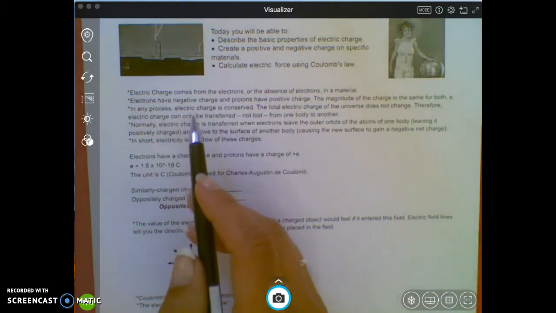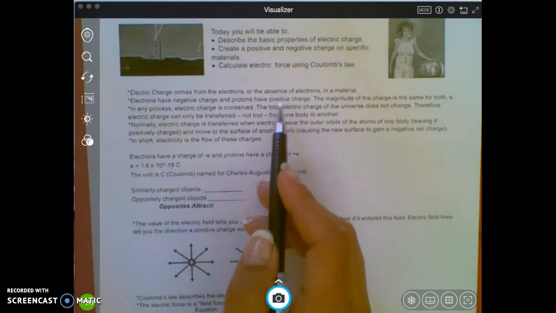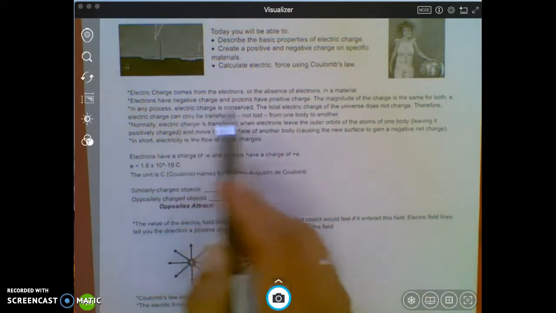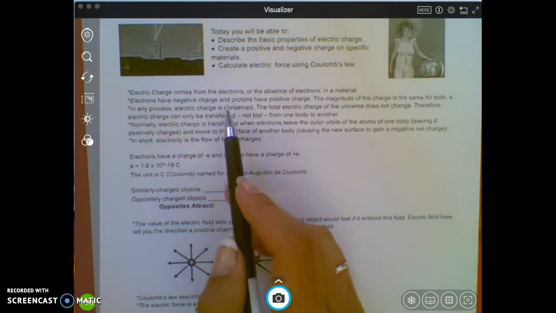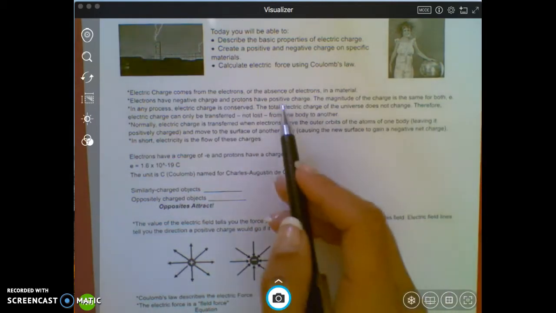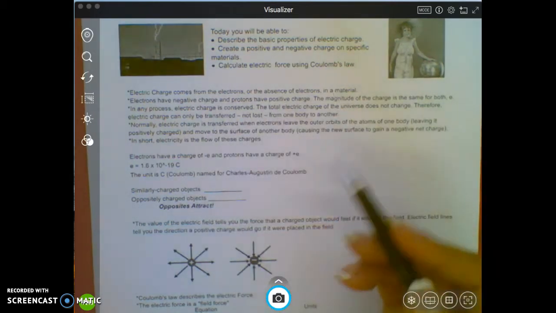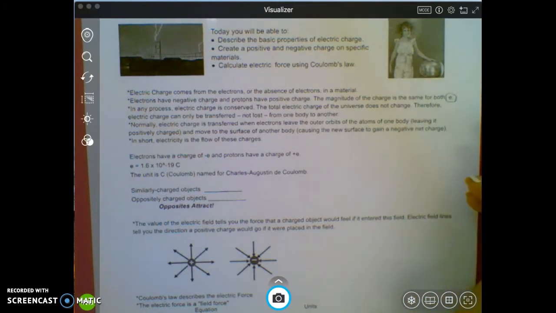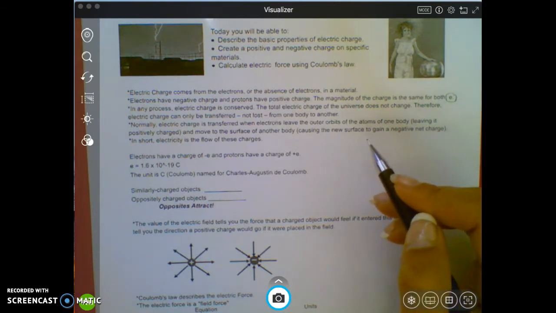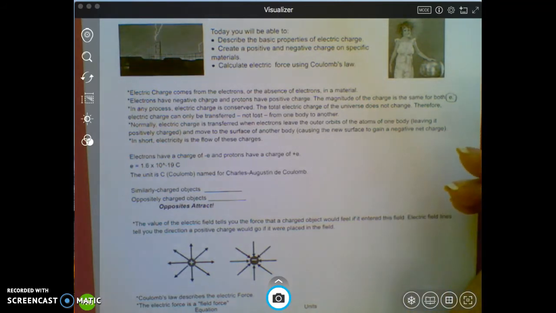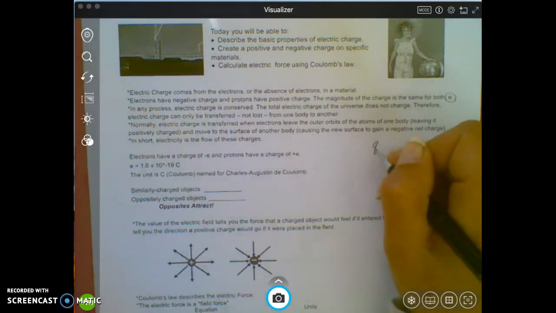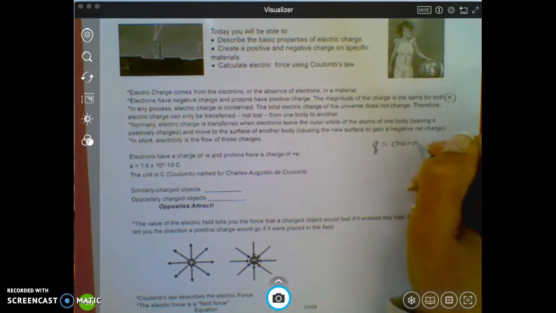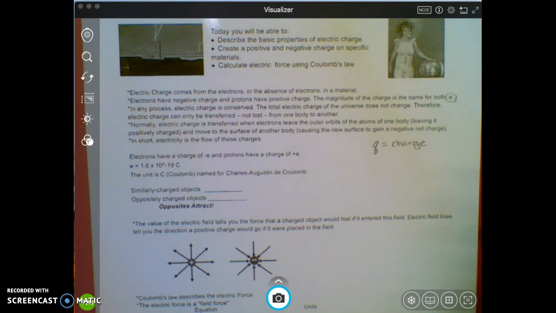Electrons have negative charge, protons have positive charge. The magnitude of those charges is the same, so they have an equal amount of charge. It's just that one is positive and one is negative. That's the only difference. We call the magnitude of that charge e, which is specific to protons and electrons. If we're talking about charge in general, we usually use the letter Q for charge.